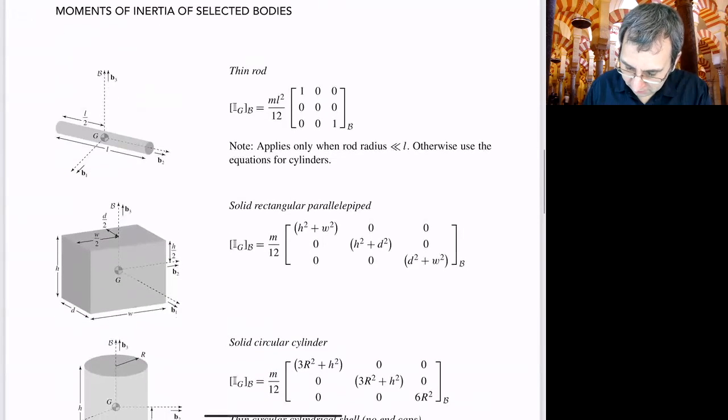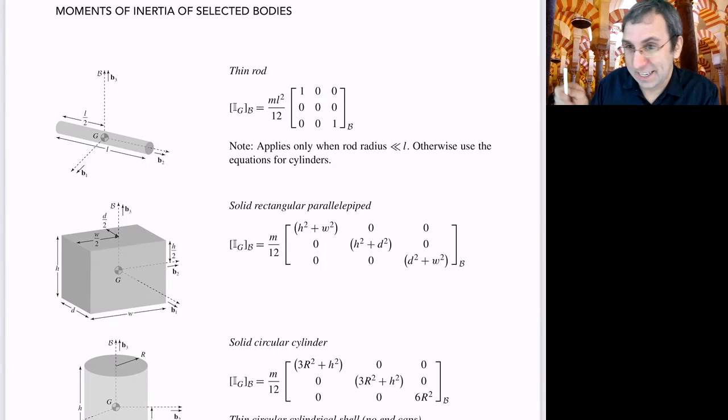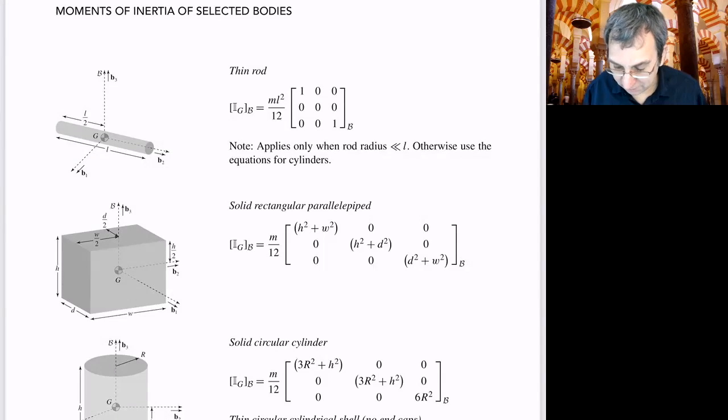Here's a thin rod. Thin rods are weird. There's a 0. That means there's some direction where it's easy to rotate about. I guess they're saying if you have your pencil, you could rotate it easily about that, and it's harder to rotate about any other direction. Of course, it's not 0. We're just assuming a cylinder that has vanishingly small radius compared to the length.